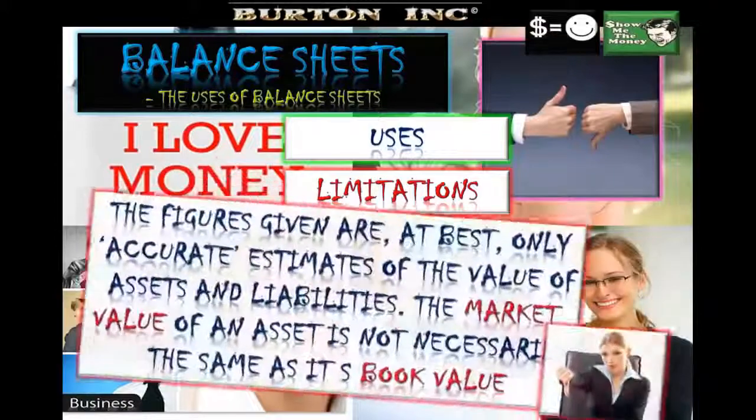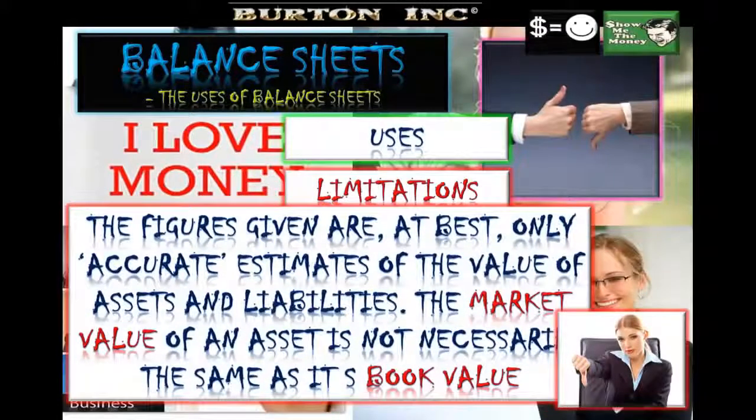Show me. Now the figures given are at best only accurate estimates of the value of assets and liabilities. Somebody is going out there and assessing the worth of an asset, assessing exactly how much the liabilities are as well. So the market value of an asset is not going to necessarily be the same as its book value. The market value may be higher or lower than the current book value.